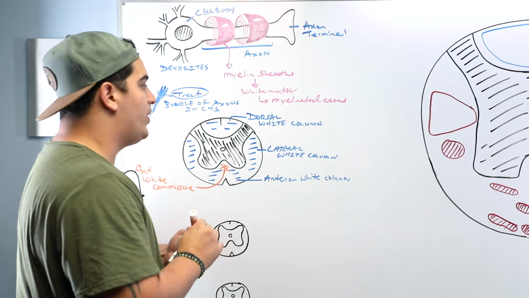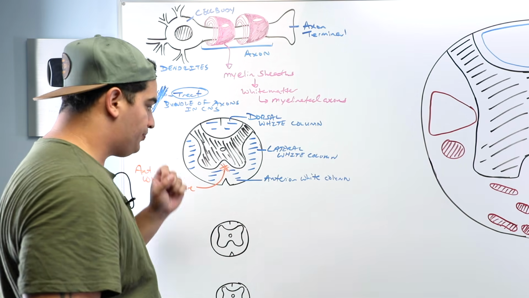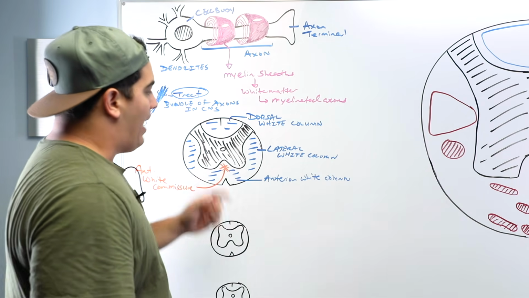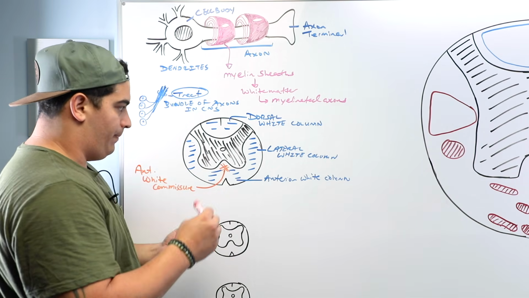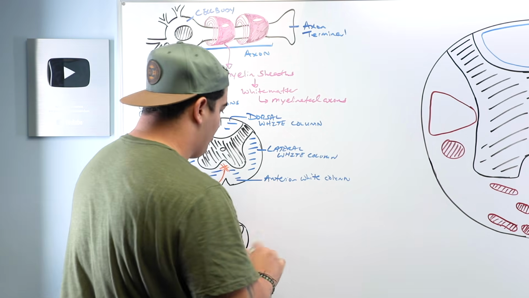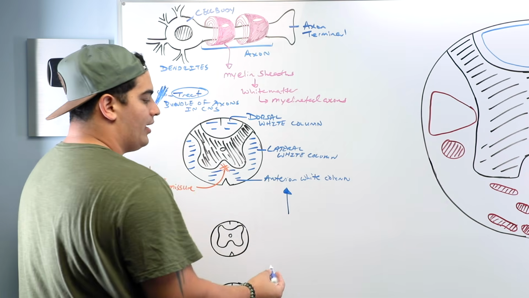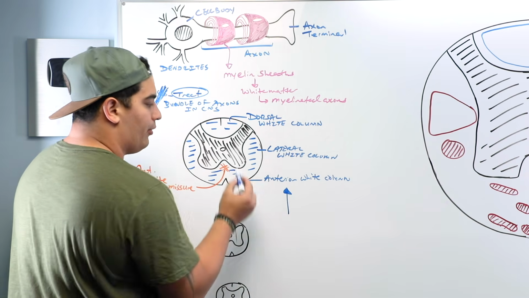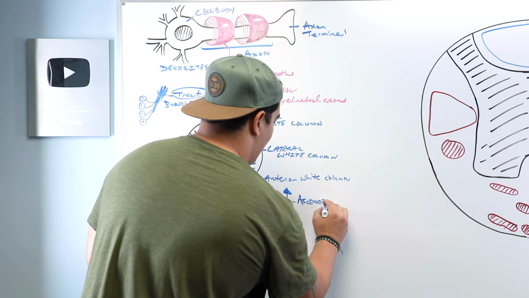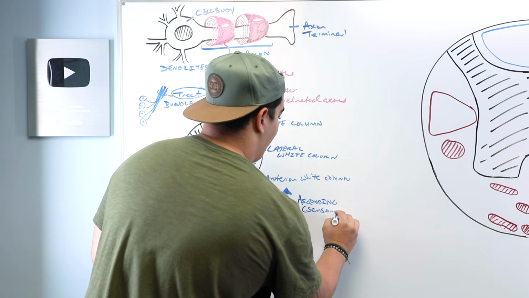Beautiful. All right, so we talked about the basic anatomy of our white matter. The next thing that we have to talk about is that this white matter allows for information to either move up. So let's say that we have information moving up. The information that's moving up through these columns is called ascending tracts or ascending information. And this is usually sensory information.